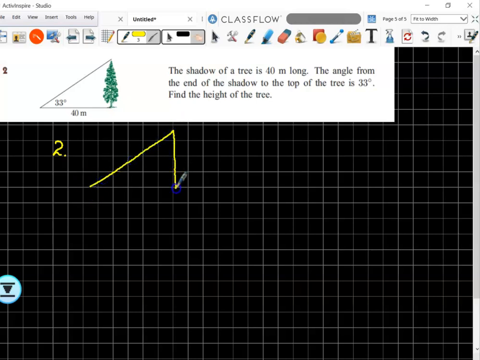Once again, all we're doing here is drawing our triangle. We're going 40, we're going 33. Without even reading the question, I really hope they're asking us to find the height of the tree, but do make sure you read the question, don't just predict. So, yep, read the last bit, find the height of the tree, so we must put X there. Is this the tan rule?